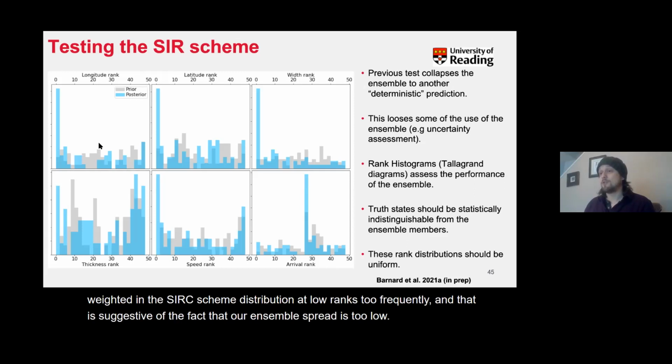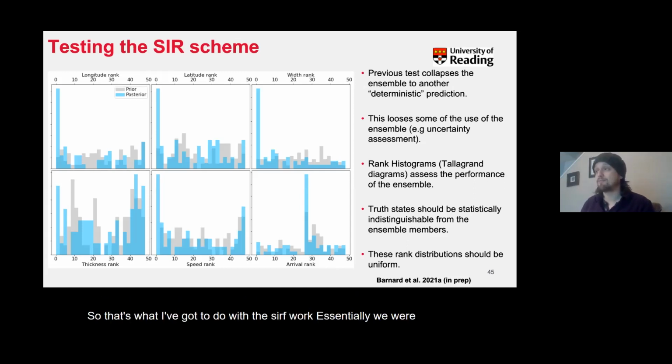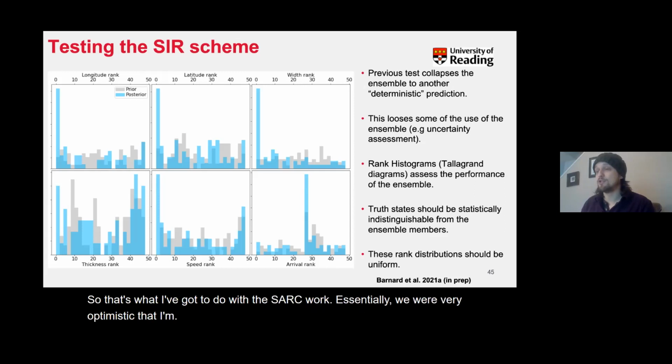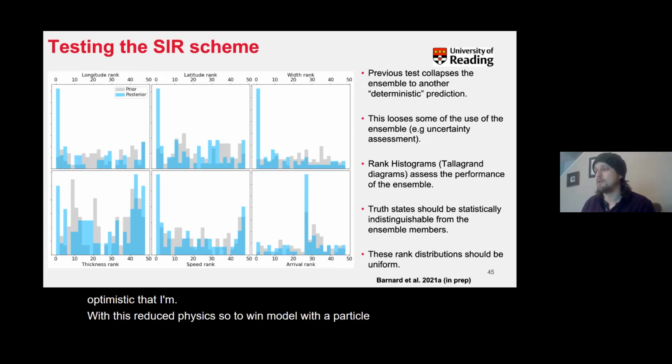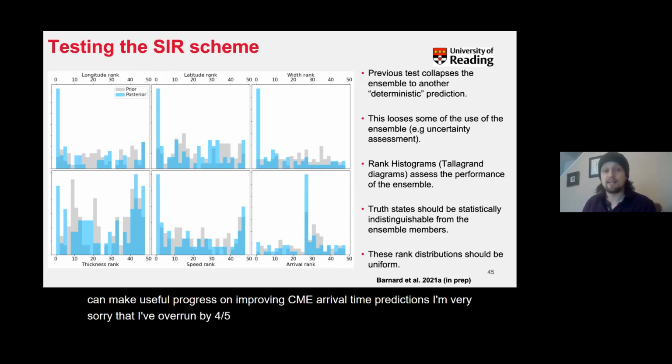But so that's where I've got to with the SIR work. Essentially, we're very optimistic that with this reduced physics solar wind model with a particle filter scheme, we can make useful progress on improving CME arrival time predictions. I'm very sorry that I've overrun by 4 or 5 minutes, and I very gladly answer any questions anyone has.